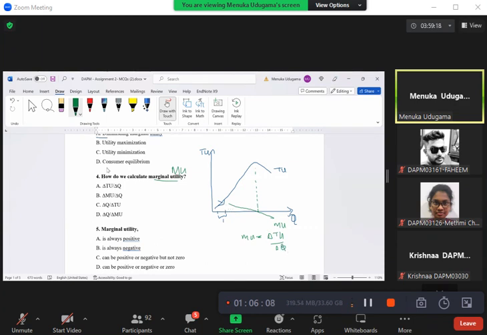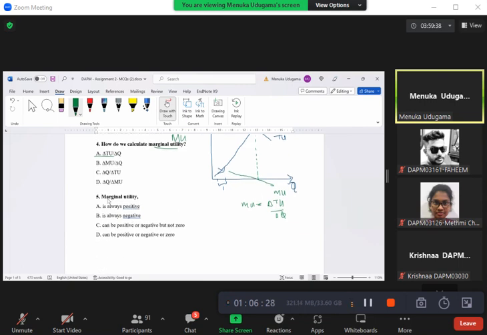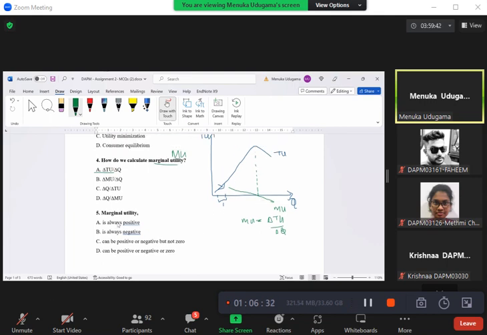Right? So what's the answer then? Delta TU over delta Q. Right? It's all there on your slides. Right. Question 5, marginal utility. Okay, now you can see this on the graph. What happens to marginal utility? What would be the answer?